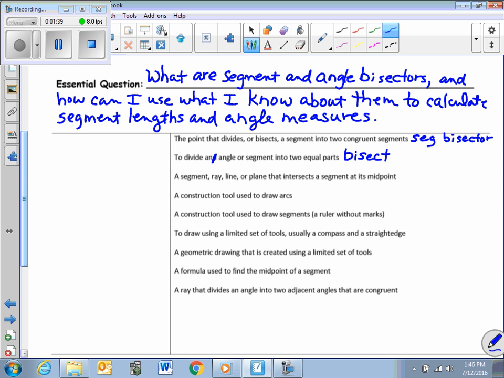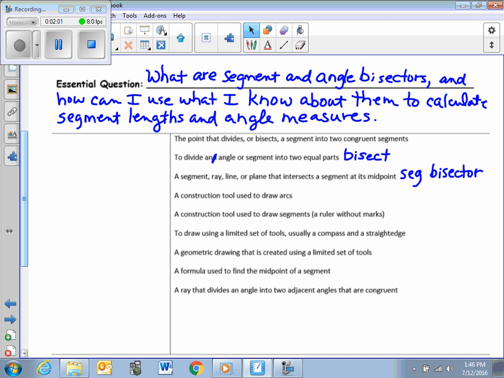A segment, ray, line, or plane that intersects a segment at its midpoint. Oh, you know what? That's actually a segment bisector. This first one, the point that divides, that's actually the midpoint. Let me go back and fix that. Everybody fix that in your notes. That is the midpoint of the segment. The segment's midpoint is the point that divides or bisects the segment into two congruent segments.